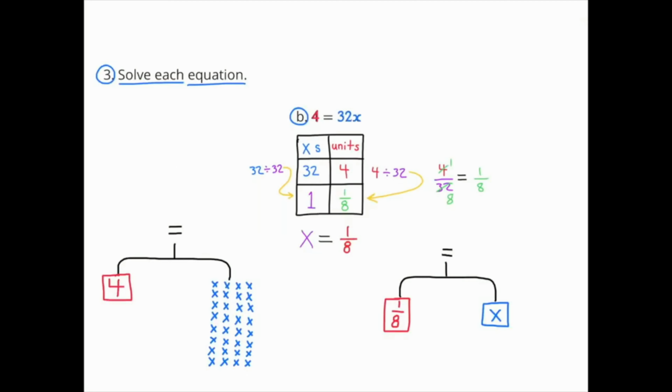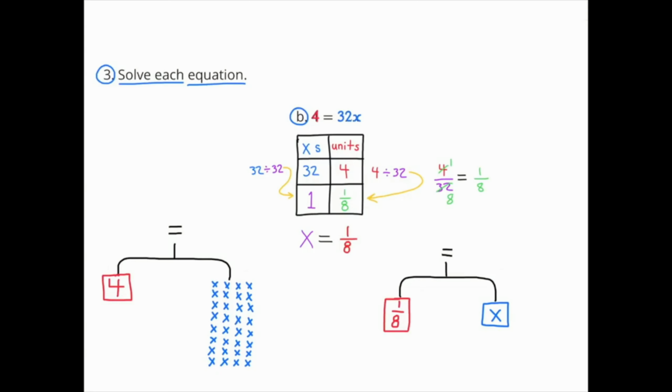B. 4 equals 32x. Directly under this equation, I have a table, and in the left-hand column, I have the x's. On the right-hand column, I have the units. So 32 x's equals 4 units, or 32x equals 4. To figure out how much 1x is worth, I need to divide the number of x's by 32, and that gives me 1x. And I also need to divide the other side by 32. So 4 divided by 32 equals 1/8.